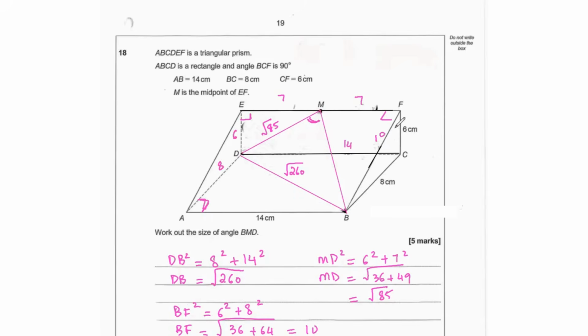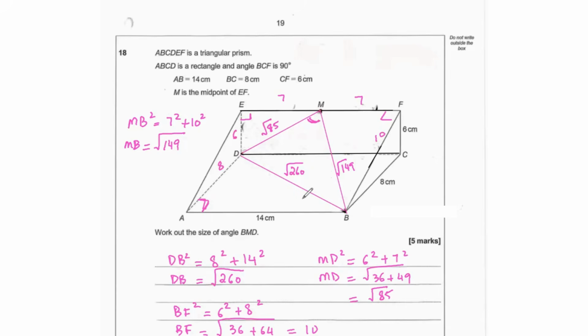So if this is 10, then we can find MB, where MB squared is 7 squared plus 10 squared. MB is root of 149. So this is root of 149. Remove this 14 so that you don't get confused. So now we have all three lengths.